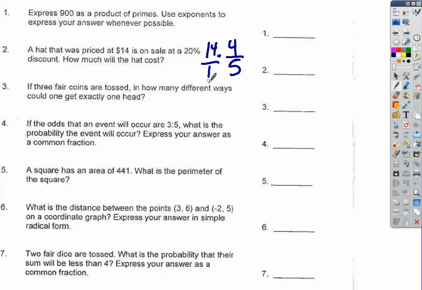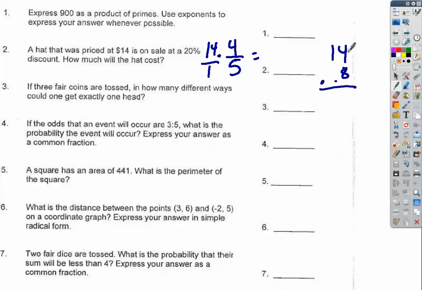Now, I can't reduce it at all. So this would give me 14 times 4 divided by 5. So actually maybe using a decimal would make more sense. So in this case I would say 14 times 0.8.